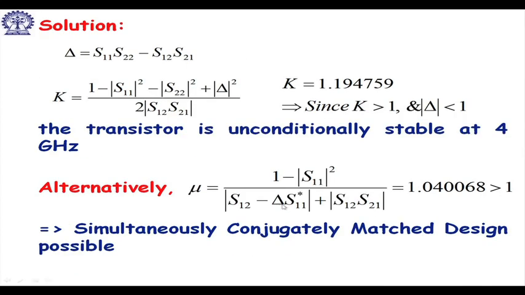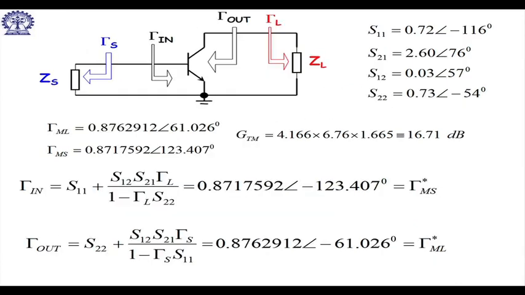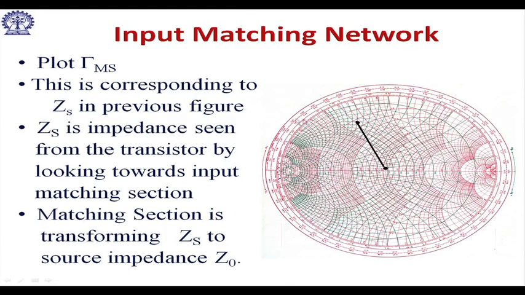So, in the Smith chart let us plot this gamma s 0.87. So, it is inside, you see this point, and 123 degrees roughly this. This is corresponding to ZS in the previous figure. ZS is the impedance seen from the transistor by looking towards the input matching section.